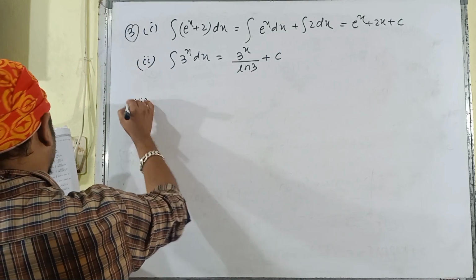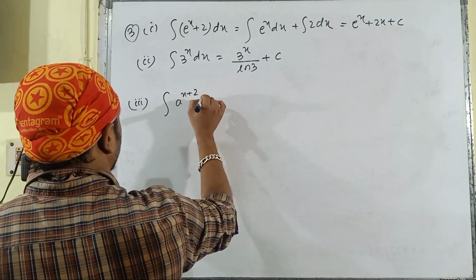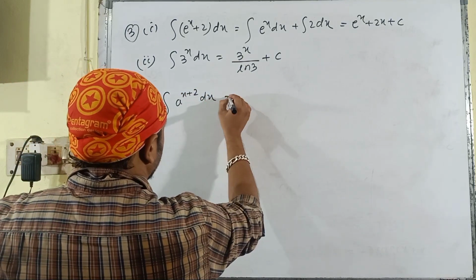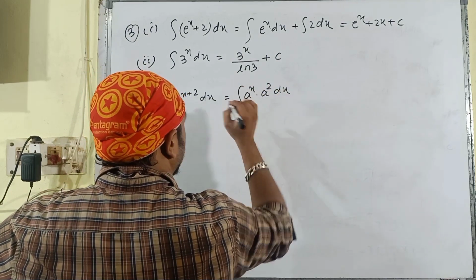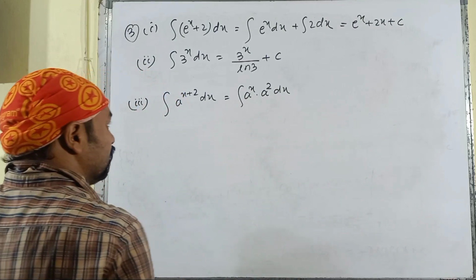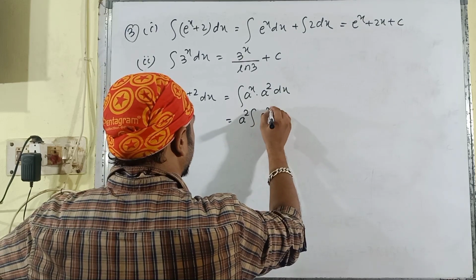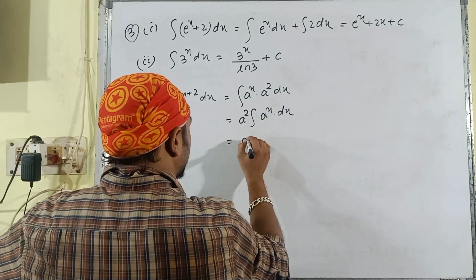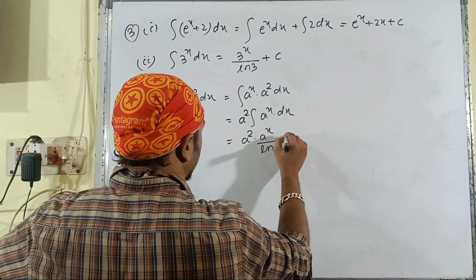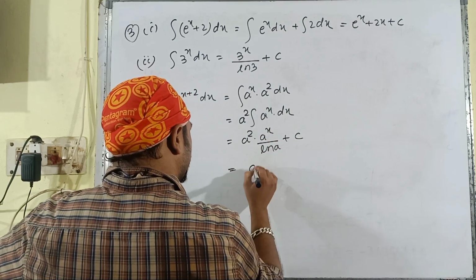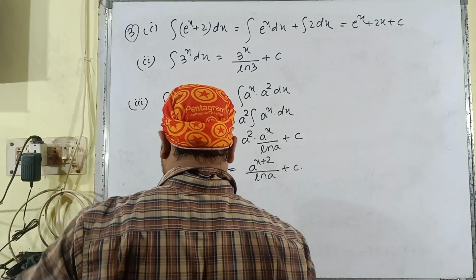Then moving to the third bit, it is integral of a to the power x plus 2 dx. Then it is a to the power x multiplied with a square dx. As a square is a constant, it will be carried out to the outside of the integral sign, so a square multiplied with a to the power x dx. Then it is a square multiplied with a to the power x divided by ln a plus any constant c. Then it is again a to the power x plus 2 divided by ln a plus any constant c.